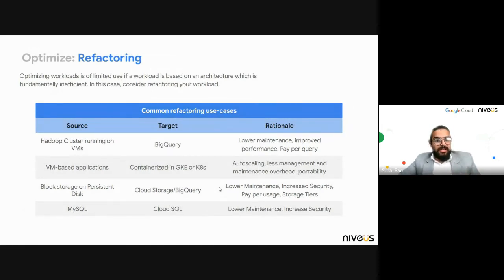If you want to run your Hadoop clusters on a VM, go with BigQuery, which has low maintenance, improved performance, and you pay only for the queries. If you have a VM-based application, containerize it so that you can run it in GKE clusters. If you have any data that can be stored as an object, go with a Cloud Storage bucket or BigQuery rather than a persistent disk.